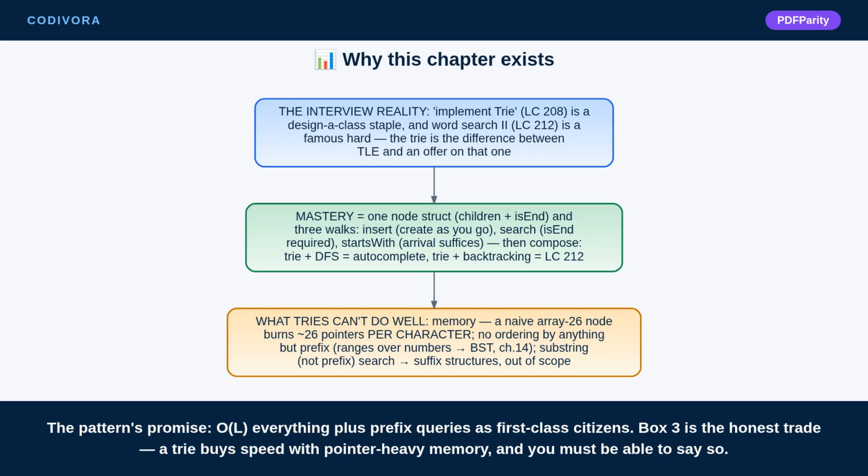Let's slow down and really build this up from scratch, one piece at a time. The patterns promise O of L, everything plus prefix queries as first-class citizens. Box 3 is the honest trade. A trie buys speed with pointer-heavy memory, and you must be able to say so. Trace the arrows on screen slowly. That single picture is the whole idea in one glance.